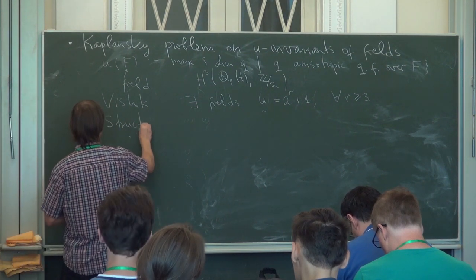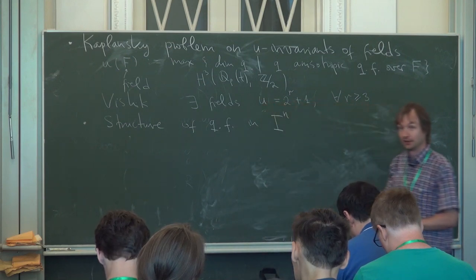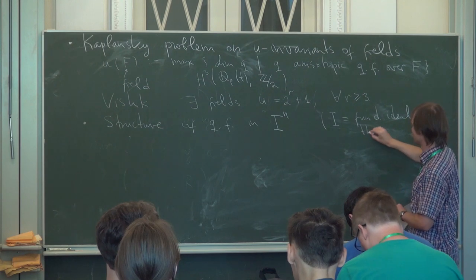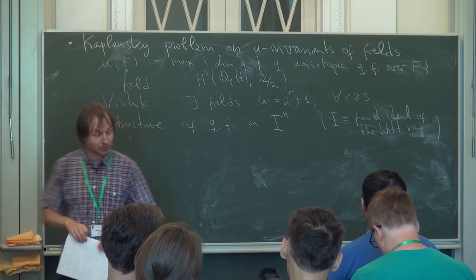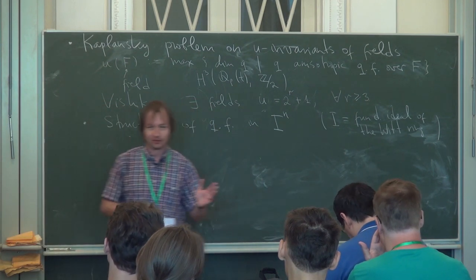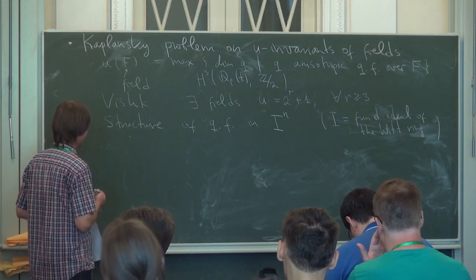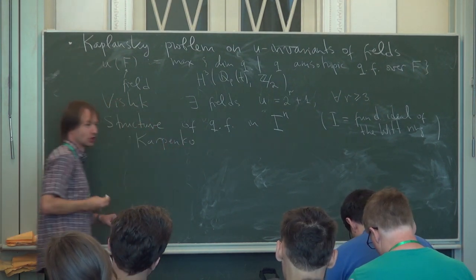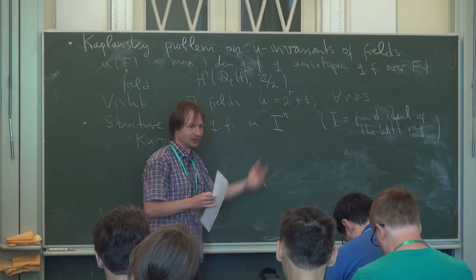Structure of quadratic forms in the nth power of the fundamental ideal of the Witt ring. Well, actually, I will talk later, not today, but in my lectures, more about this point. Again, it's not a result of one person; this problem has a long history. Recently there was essential progress. Maybe I will mention some names, like Karpenko, Vishik, Merkurjev, again using motives. I mean, it's very unexpected. Why should motives play any role here?